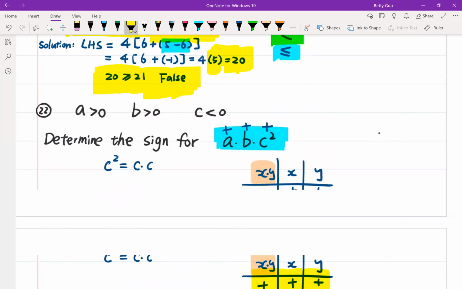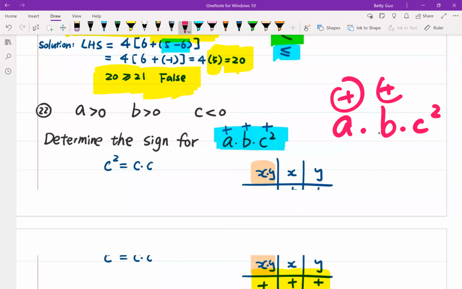With those rules in your head, let's determine the sign of a times b times c squared. A is positive, B is positive, that is given. And what's the sign for c squared? C is negative. C squared is c times c. C is negative, c is negative, c times c. The two factors have the same sign. So c squared is positive.